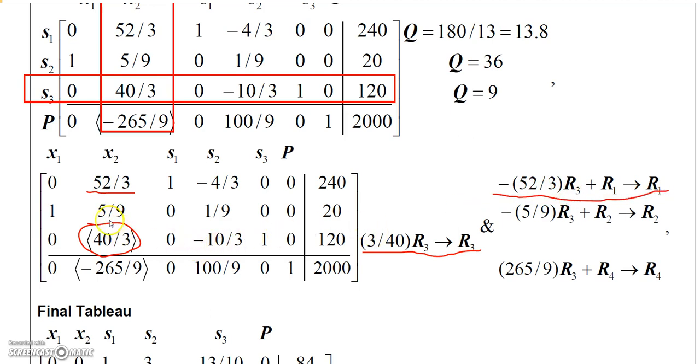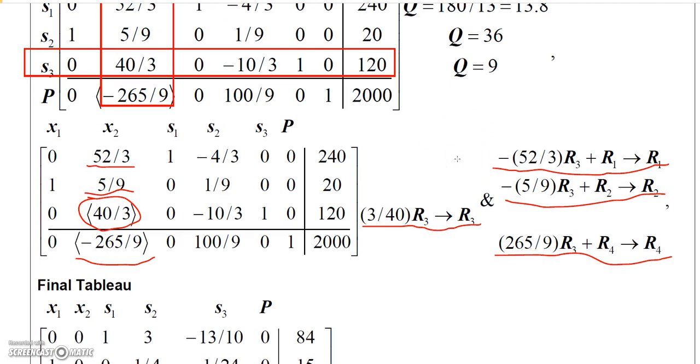And then also I want to multiply the 1 by -5/9 and add it to row 2 to cancel this 5/9 right here. So that would be this row operation. And then finally I want to multiply this row by positive 265/9, and add it to this row to cancel the -265/9. Now this obviously is going to require working with some fractions, but it's good practice for you.